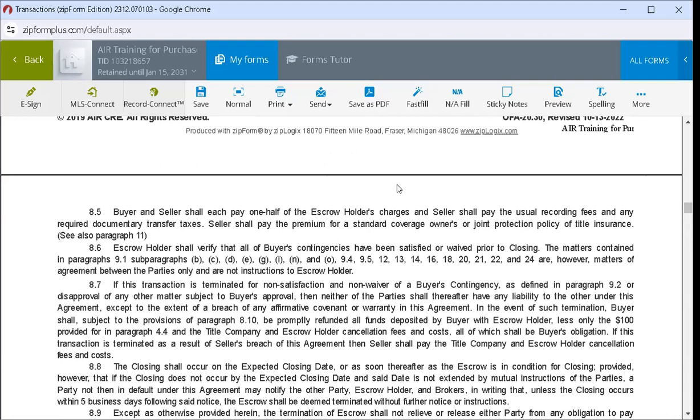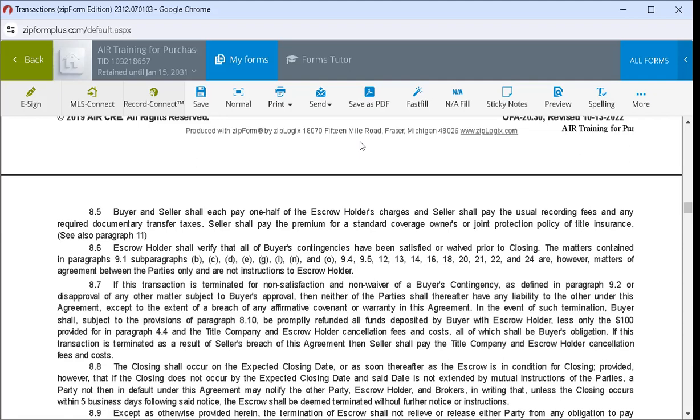8.5, put a big star by it. This is something we all need to be paying attention to. This is a built-in. This is probably okay for Southern California, but you may want to amend it. Northern California has a different structure. Buyer and seller each pay 1/2 of the escrow holder's charges, and seller pays for the usual recording fees and any required documentary transfer taxes. Seller will pay for a standard coverage title insurance policy.